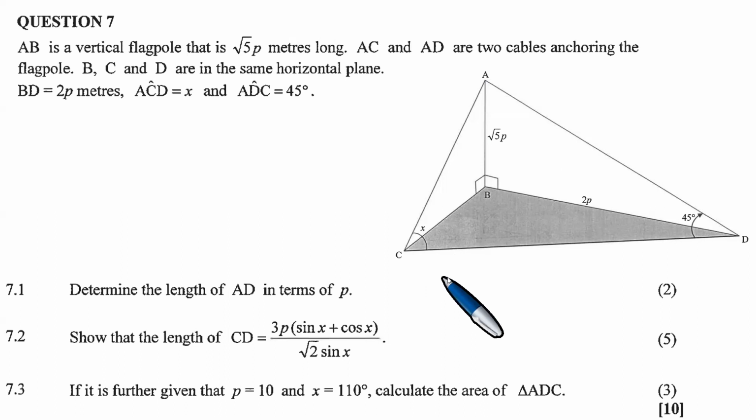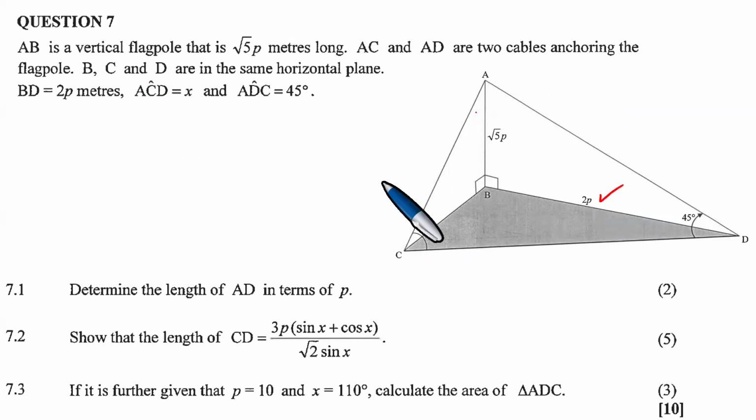Now we're looking at question 7. AB is the vertical flagpole, and this vertical flagpole is the square root of 5p meters long. AC and AD are 2 cables anchoring the flagpole. B, C, and D are in the same horizontal plane. BD is 2p meters.